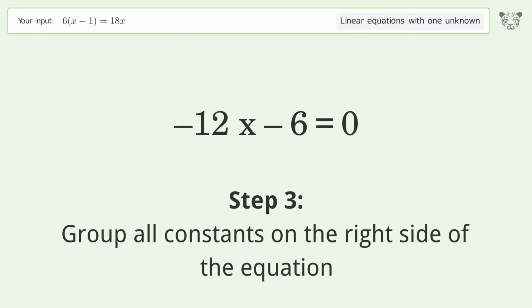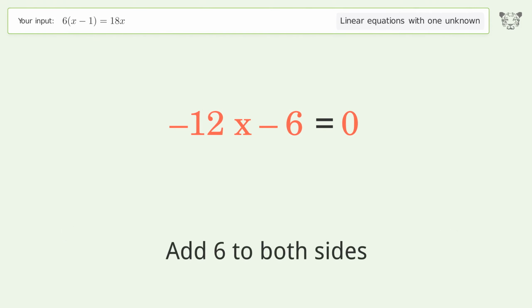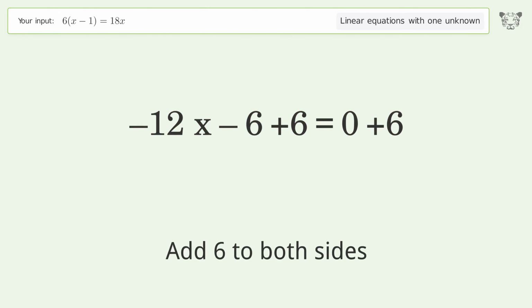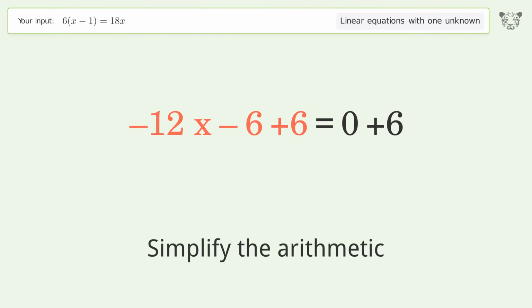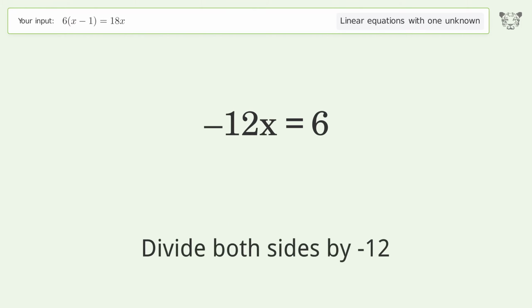Group all constants on the right side of the equation. Add 6 to both sides. Simplify the arithmetic. Isolate the x. Divide both sides by -12.